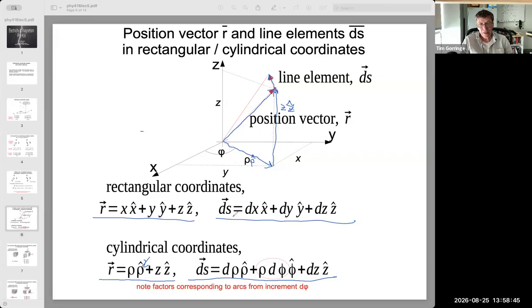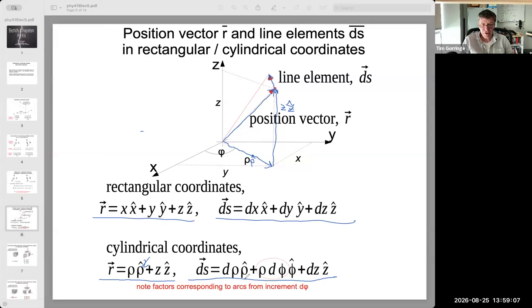Okay, in rectangular coordinates, when we wrote down a line element, we wrote down its components in the x, y, and z directions, and they were dx, dy, dz. And these are just mutually perpendicular directions. This is the corresponding thing in cylindrical coordinates.